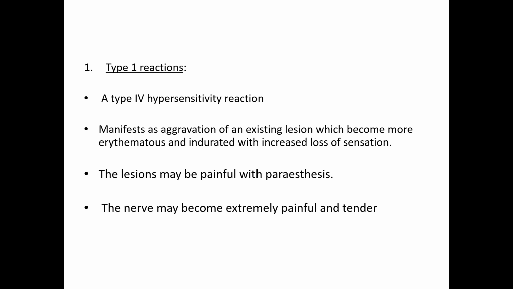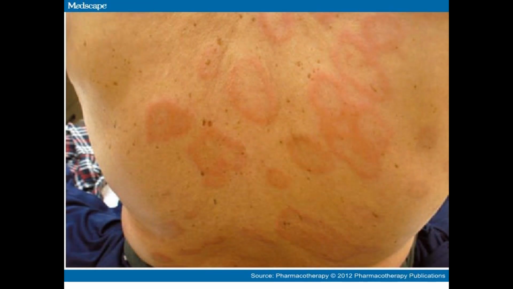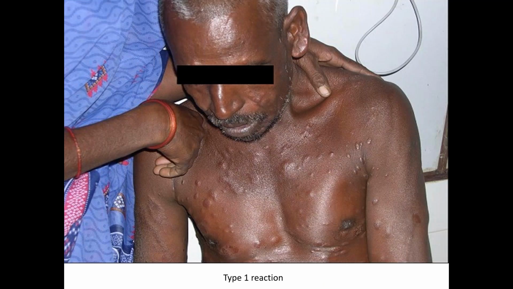The lesions may be painful and paresthetic. The nerve may become extremely painful and tender. So these are the things, because pre-existing lesions become more prominent and erythematous. So this is the type 1 reaction.